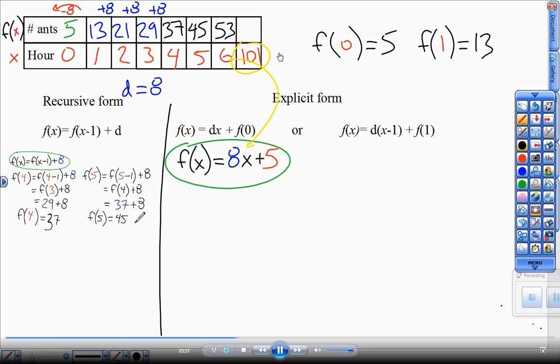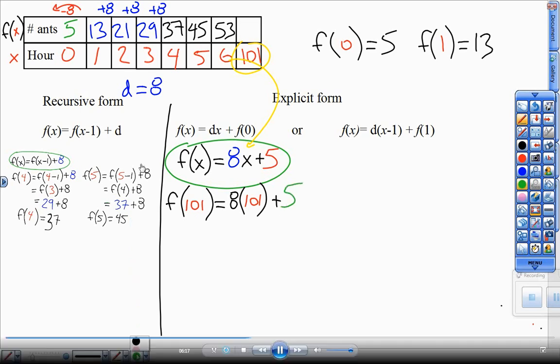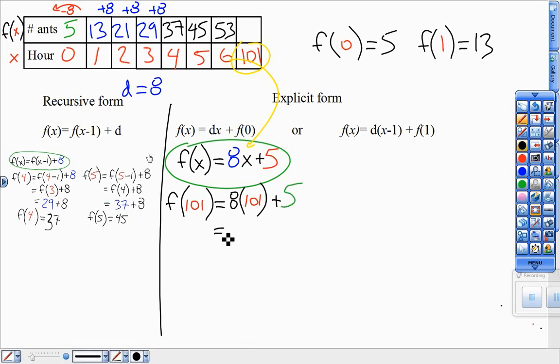To find the 101st term, I'm going to plug in 101 for x. I'm going to show my notation right here. Equals 8 times 101 plus 5. Which gives me 808.